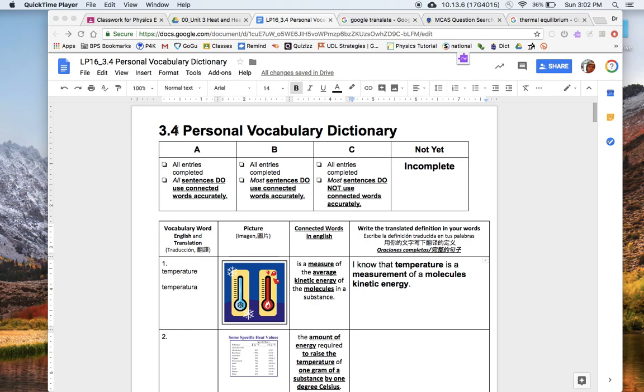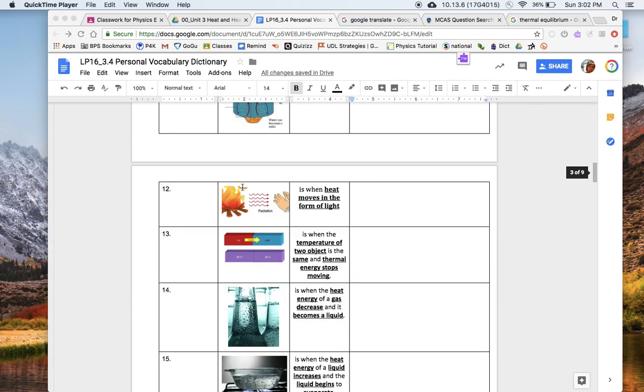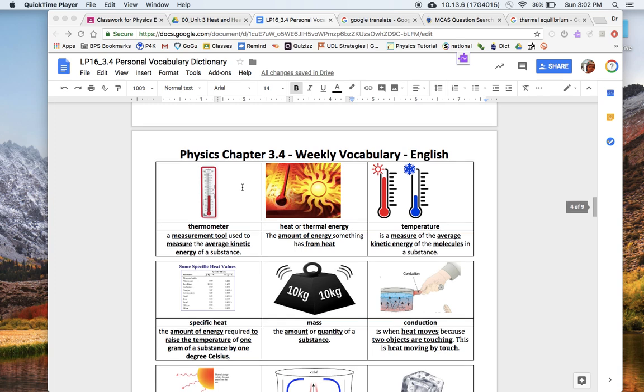We are on 3.4 Personal Vocabulary Dictionary. First, I want to introduce the vocabulary for this week.